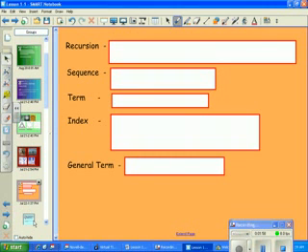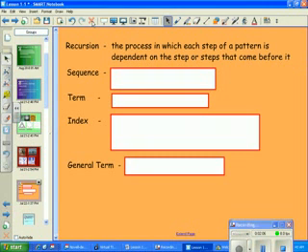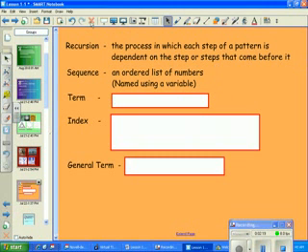Now, we're going to talk about some different terminology that goes along with these patterns. First of all, when we talk about recursion, it is the process in which each step of a pattern is dependent on the step or steps that come before it. So we just saw that in Koch's snowflake.